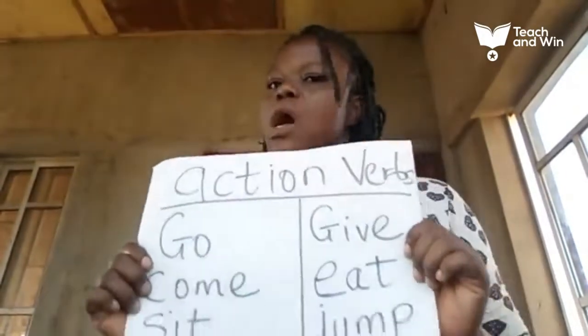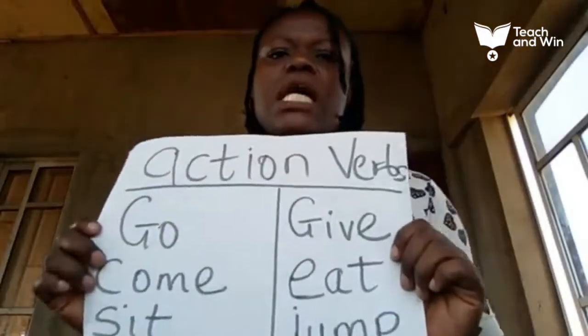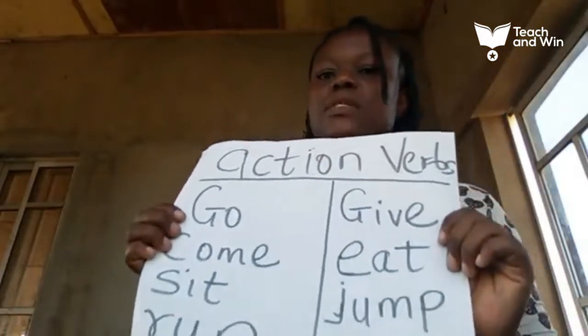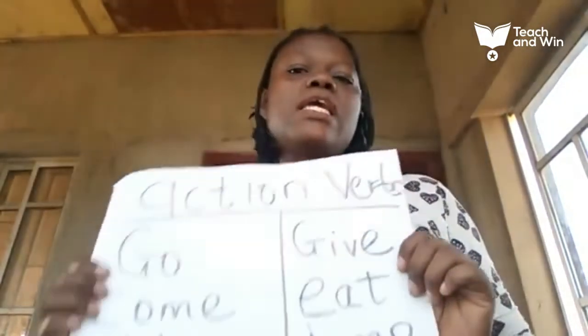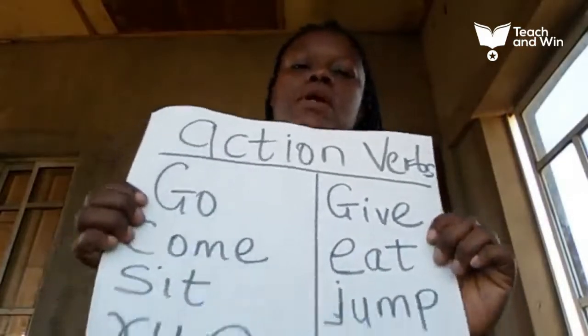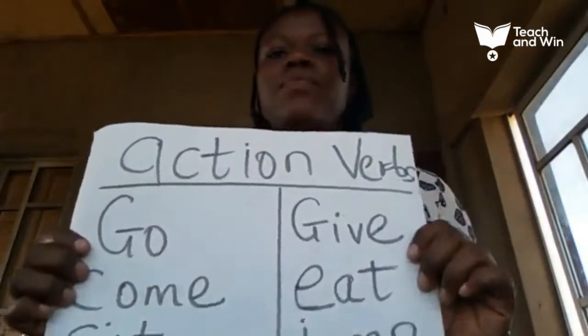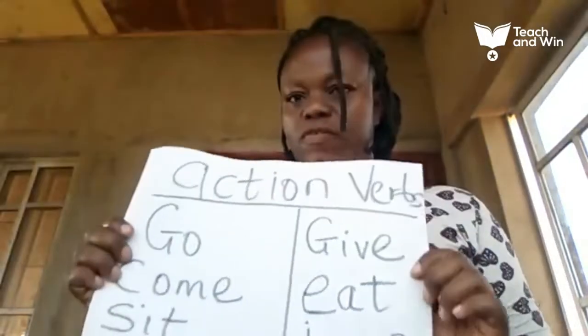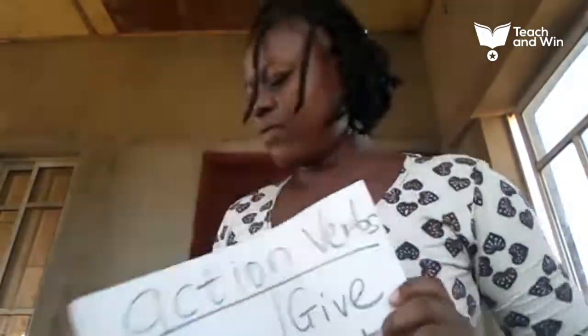You tell somebody go, you see the person doing it. You tell somebody come, you see the person doing it. Sit, run, give, eat, jump. It can be performed. Now, let's talk about another category of verb, which is stative verbs.